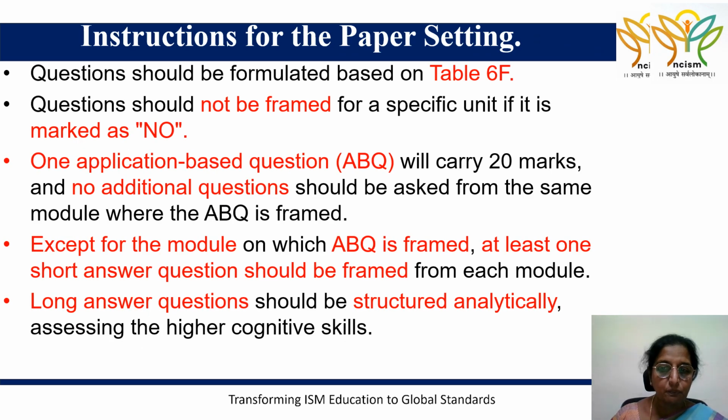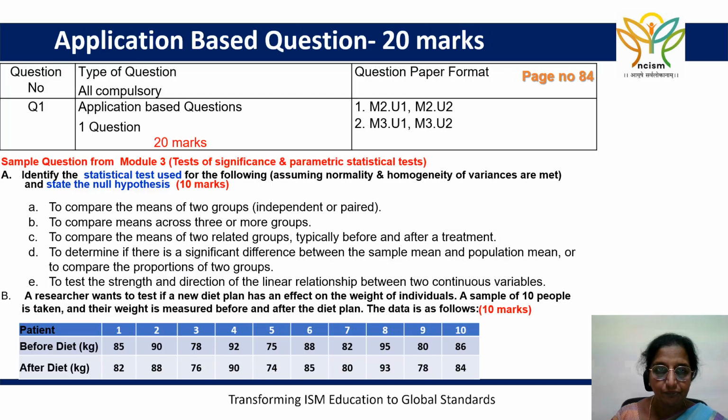Instructions for paper setting. Questions should be formulated based on table 6F. Questions should not be framed for a specific unit if it is marked as no. One application-based question, ABQ, will carry 20 marks, and no additional questions should be asked from the same module where the ABQ is framed. Except for the module on which the ABQ is framed, at least one short answer question should be framed from each module. Long answer questions should be structured analytically, assessing the higher cognitive skills.